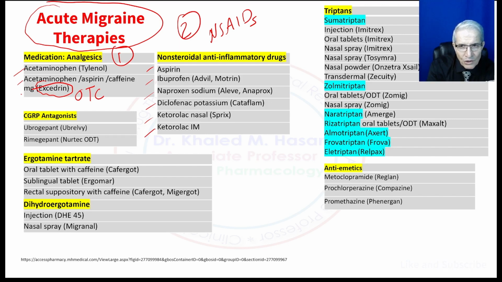Then we move to ergotamine tartrate. We have it as an oral tablet with caffeine, Cafergot, and we have a sublingual tablet, Ergomar. We have a rectal suppository with caffeine, Cafergot, and we have dihydroergotamine available as an injection, D.H.E. 45 injection, and a nasal spray, Migranal nasal spray, dihydroergotamine. Okay, moving to the triptans here.